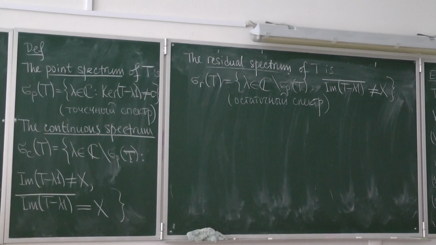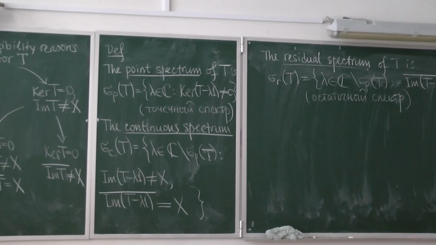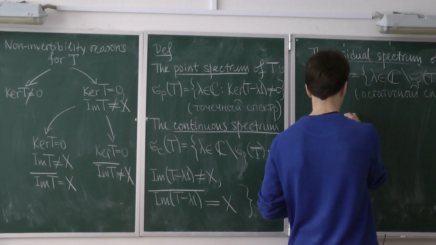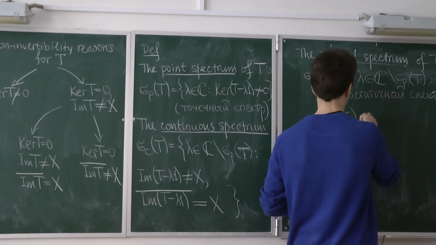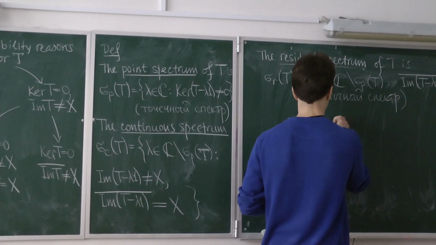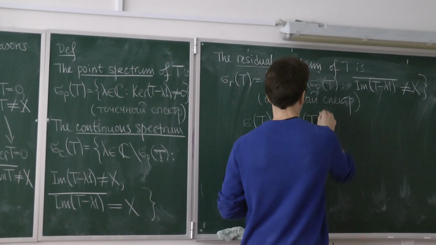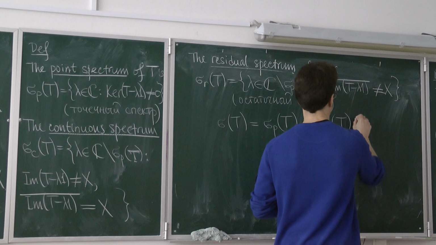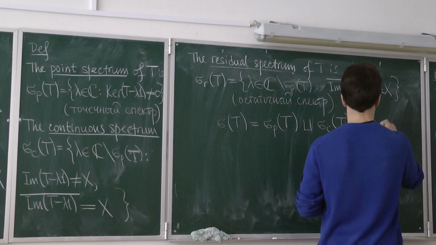So according to this picture, we see that the spectrum of T is the disjoint union of the point spectrum, the continuous spectrum, and the residual spectrum.